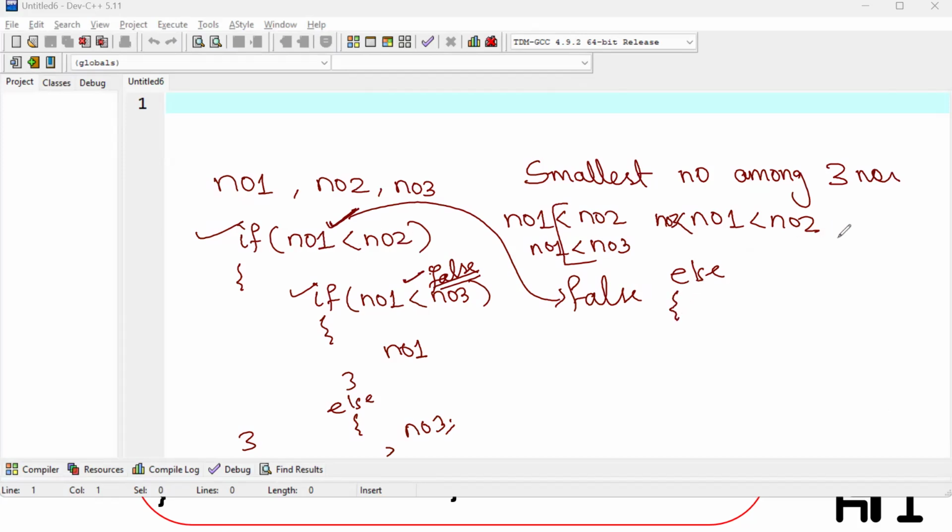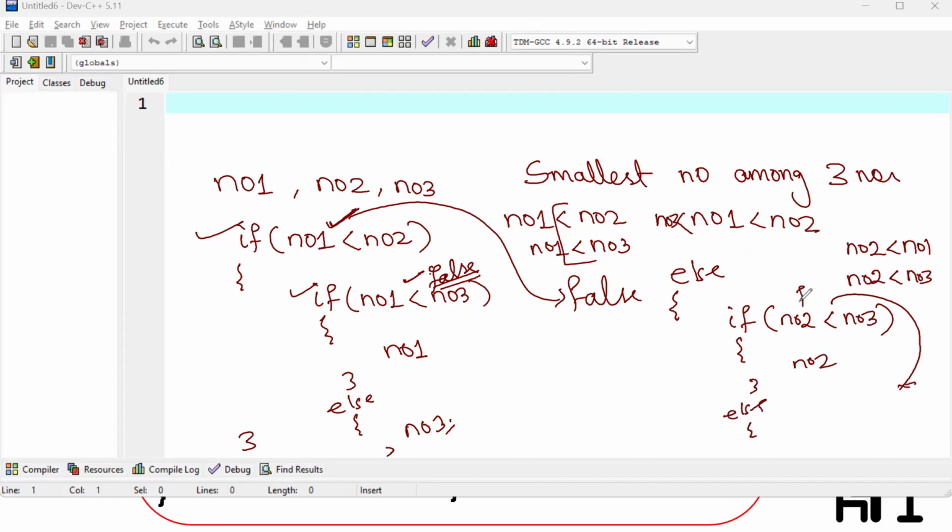That means number 2 is less than number 1. I need to check again whether number 2 is less than number 3 or not. If yes, then number 2 is the smallest, because number 2 is also less than number 3. But if this condition is false, that means number 3 is less than number 2, and I am in the else, so number 2 is less than number 1. So number 3 is the smallest. Okay.